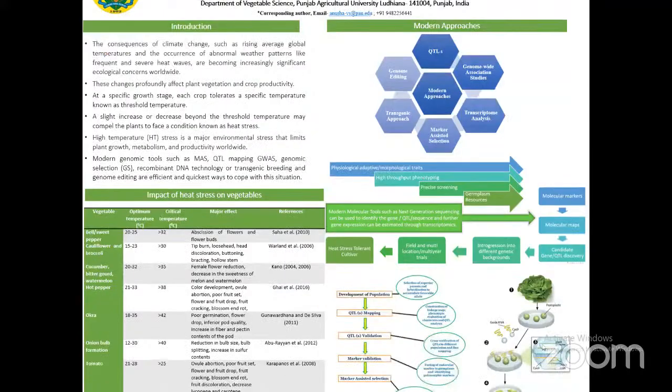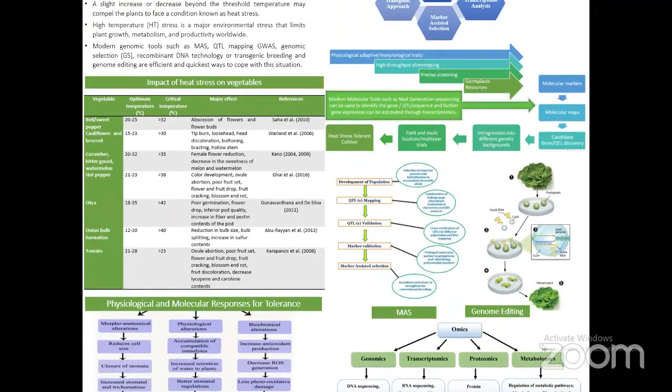So, where does the need arise? Because of the impact of heat stress on vegetables, we can see some of the examples here. There is abscission of flowers and flower buds in bell pepper, tip burn, head discoloration, and buttoning in cole crops. There is significant reduction of female flowers in the cucurbits. There is also ovule abortion, poor fruit set, flower and fruit drop in hot pepper.